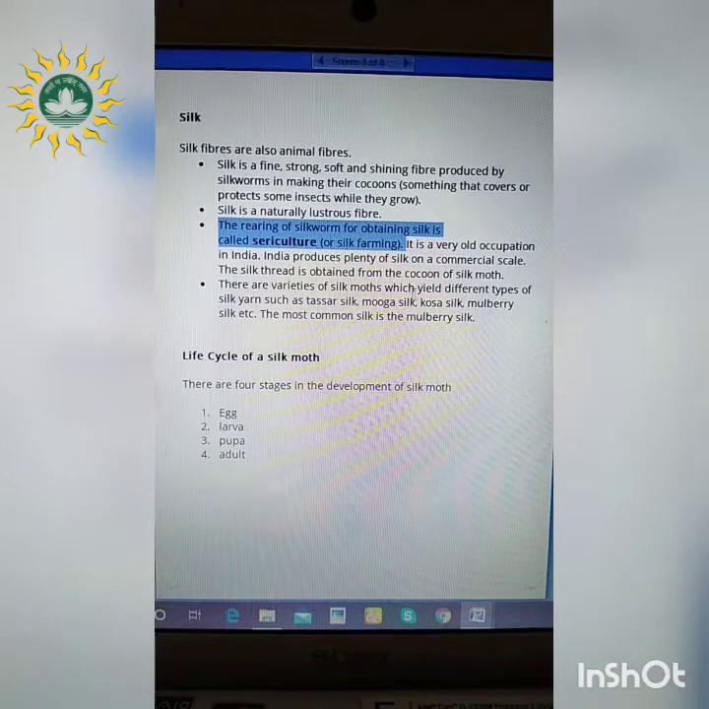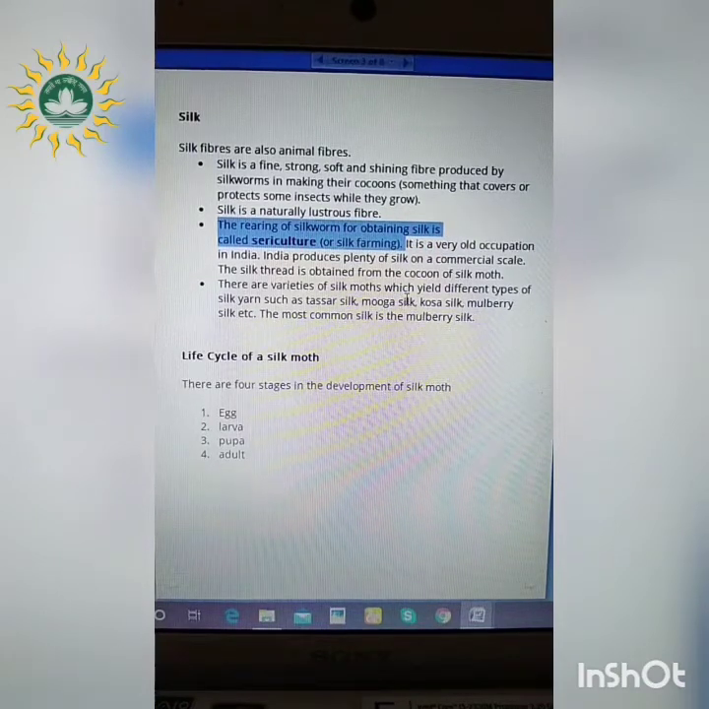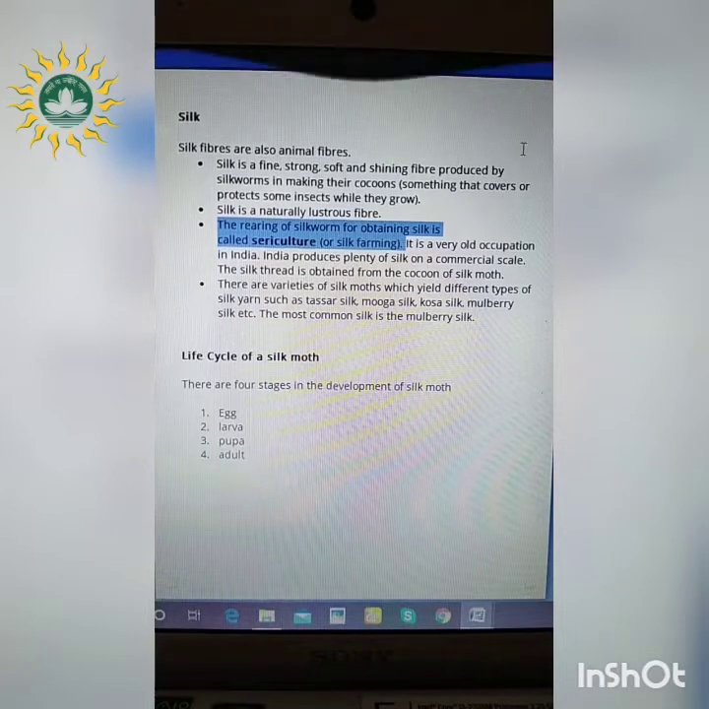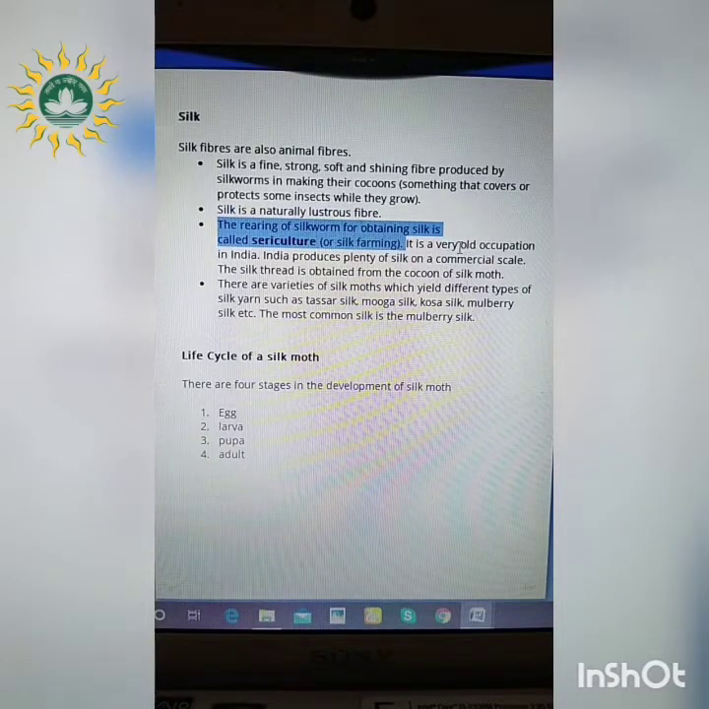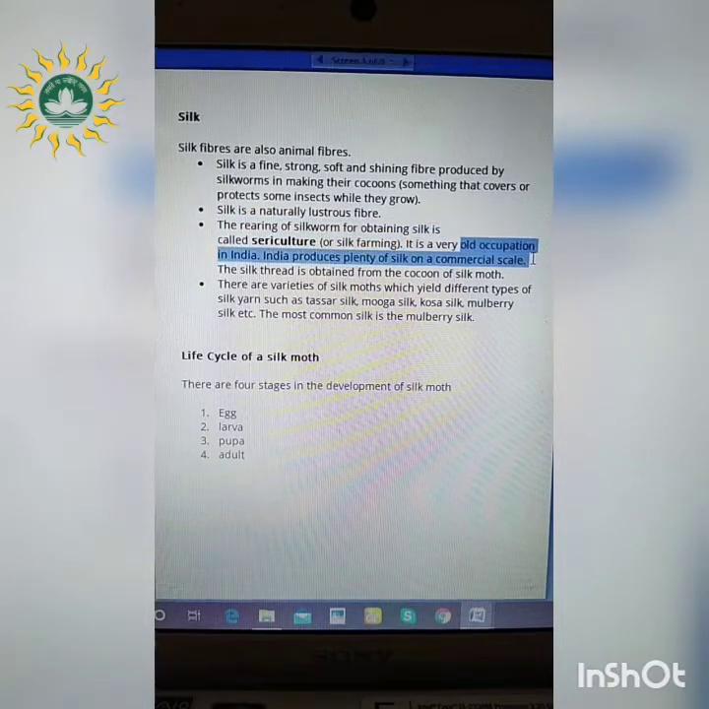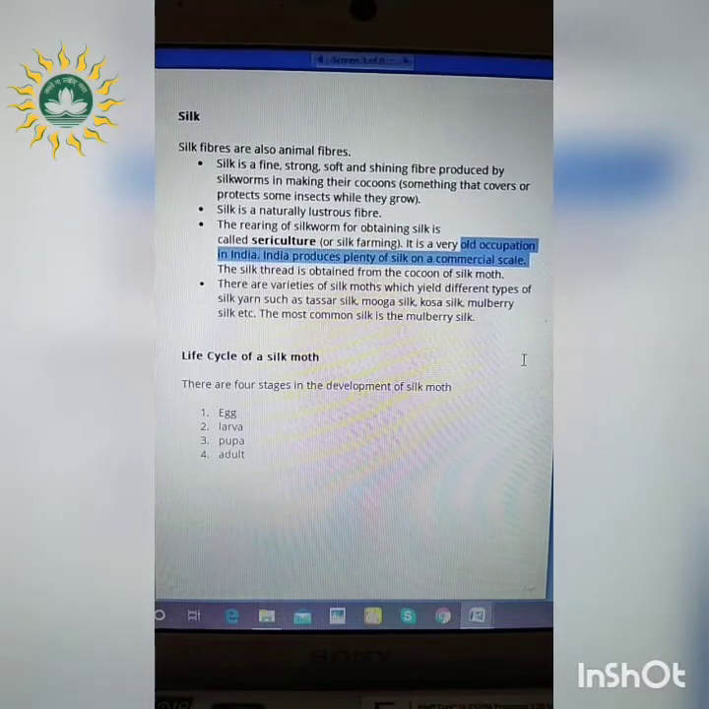Okay, next one, the rearing of the silkworm for obtaining silk is called sericulture or silk farming. So whenever the silkworms are present, I mentioned in the last class the process of rearing of the wools. So similarly, the process of rearing of the silkworm also takes place, right? Rearing means taking care of the particular organism. So these silkworms are reared or taken care of, and ultimately the silk is formed. This process altogether is referred to as sericulture. And this is a very old occupation in India, which is commercially applicable.